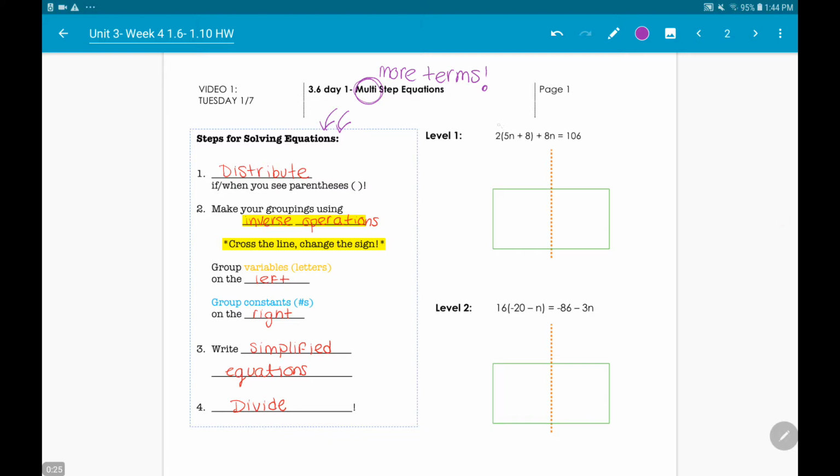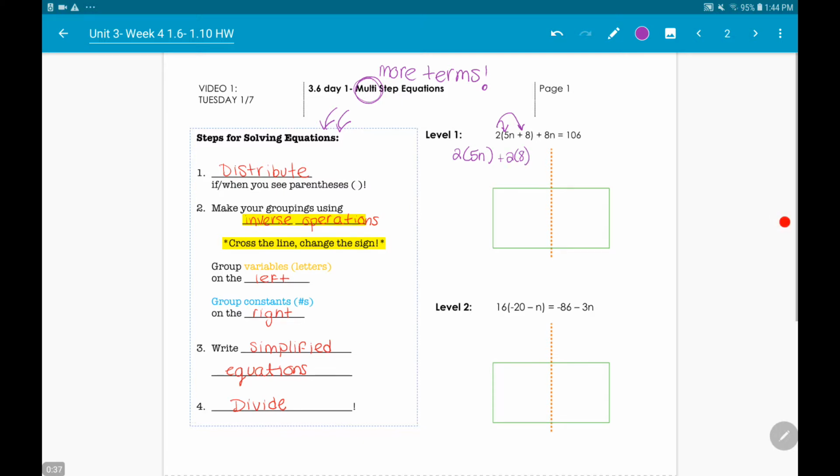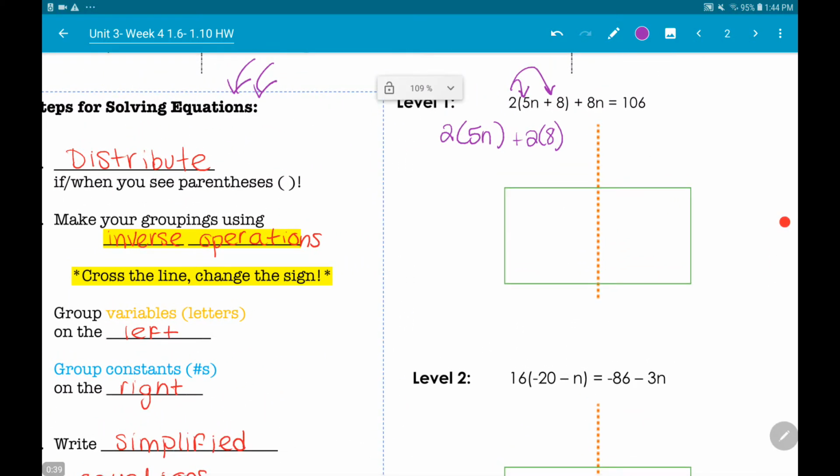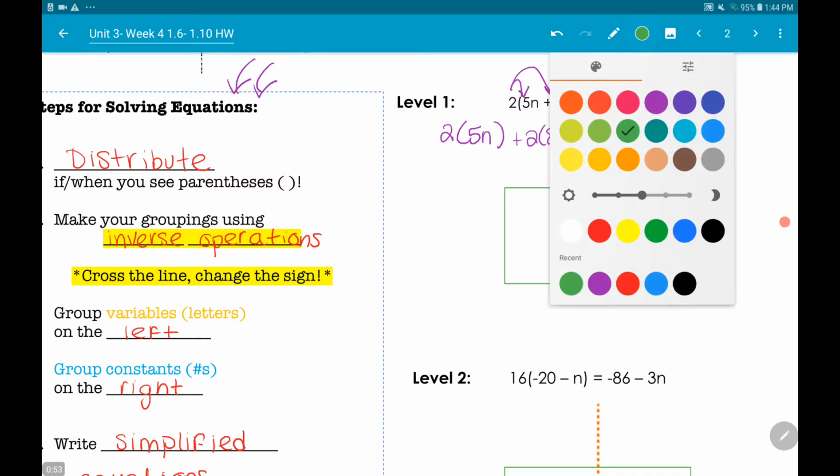In this first one, I see parentheses, and whenever I see parentheses, I need to do the distributive property. So I take my 2 and multiply it with the 5n, and I take that 2 and multiply it with that 8. Now, I do not multiply to this 8n because it is not in the parentheses, so I'm just going to bring that down. And remember, our line is where our equal sign is, so the equal sign only has the 106 after it.